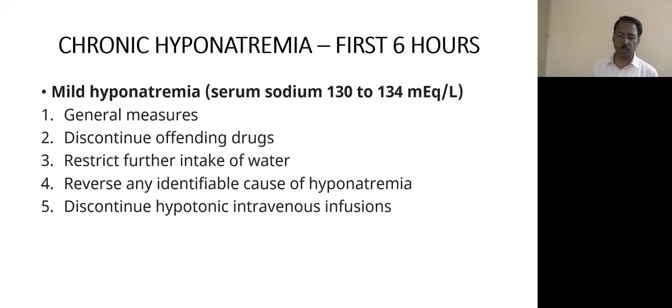Don't give any hypotonic intravenous fluids. If there's anybody who's on hypotonic intravenous infusion, stop it. So in a mild chronic hyponatremia, nothing, just the general measures that you do and monitor that person.